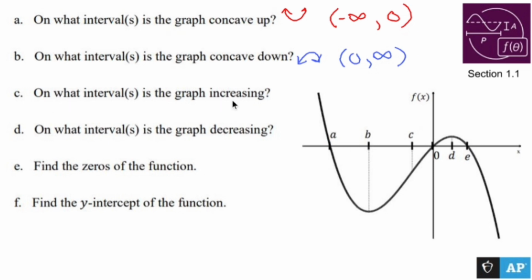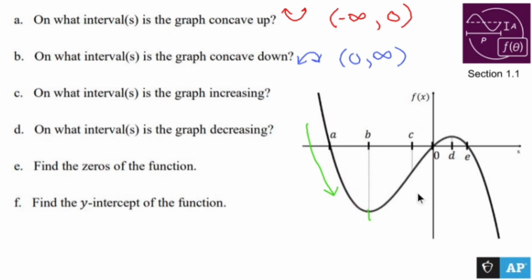On what intervals is the graph increasing? Now, it's important to understand that graph increasing is not the same as rate of change increasing. That's concave up, concave down stuff. This is just asking, where is the graph going upwards? So this part of the graph is going downwards, and that's going to answer D, so we might as well get it out of the way.